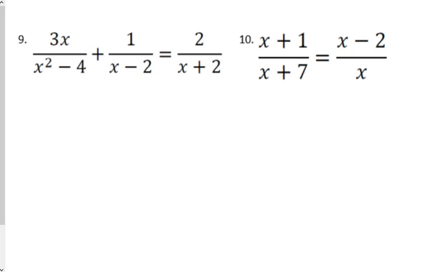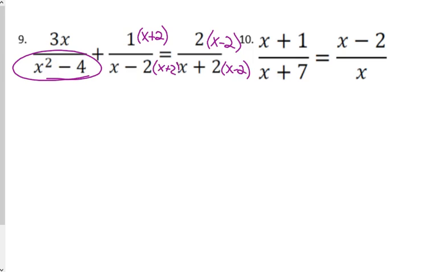We have 3x over x squared minus 4 plus 1 over x plus 2 equals 2 over x plus 2. So the first step is to find a common denominator. Knowing what I know, x minus 2 times x plus 2 is x squared minus 4. So we're not going to do anything to that first term. So I need to multiply 1 times x plus 2, and I need to multiply 2 times x minus 2, because that is what this needs, x minus 2, and this needs x plus 2.